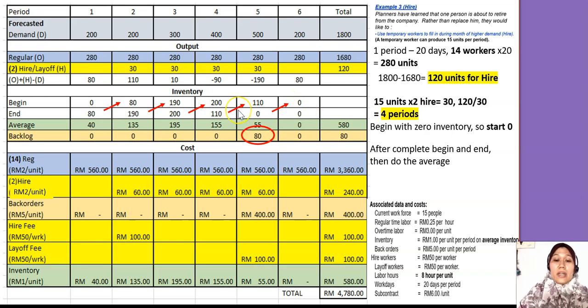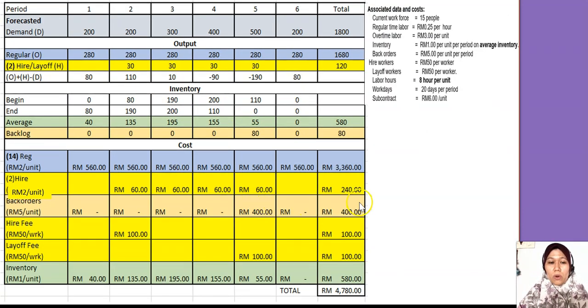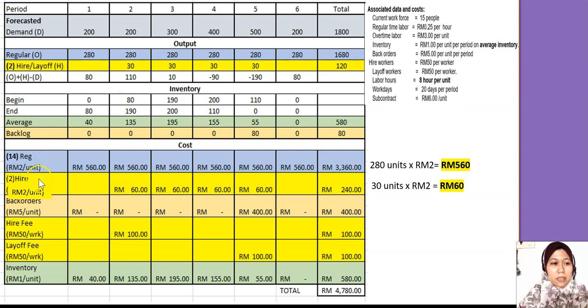Okay, now dah complete this part, then you can do the cost. The cost again untuk regular ni sama, 280 times 2 ringgit. And untuk hiring ni, dia punya cost akan sama dengan regular. Okay, so 2 ringgit per unit. So kat sini 30 times 2 dapat 60. So since sama sampai period 5, so 60, 60, 60 sum. Okay, untuk back orders ada satu je, 80 times 5 ringgit. So dapat 400 sum.